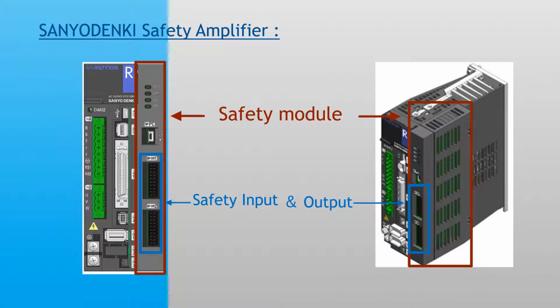Safety function expansion is available with all amplifier capacity of 200 and 400 volt AC input type. We have analog, pulse input type, and EtherCAT interface type that are available.